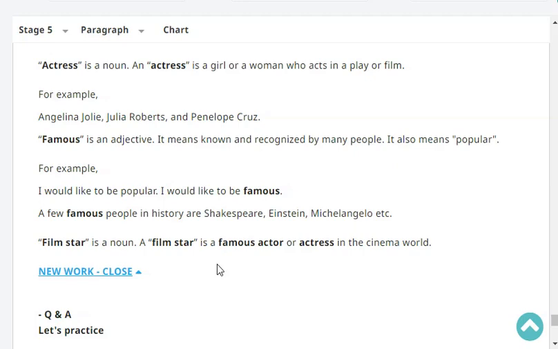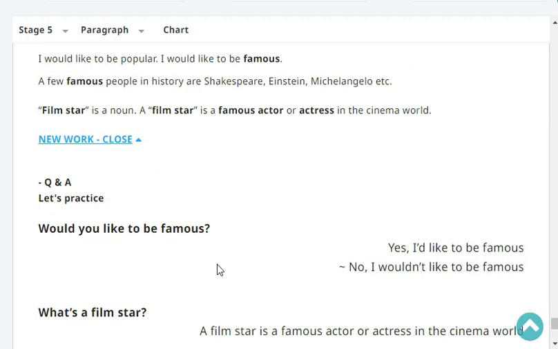Film star. When we say film star, it's a noun. A film star is a famous actor or actress in the cinema world. Let's practice. Would you like to be famous? No, I wouldn't like to be famous.